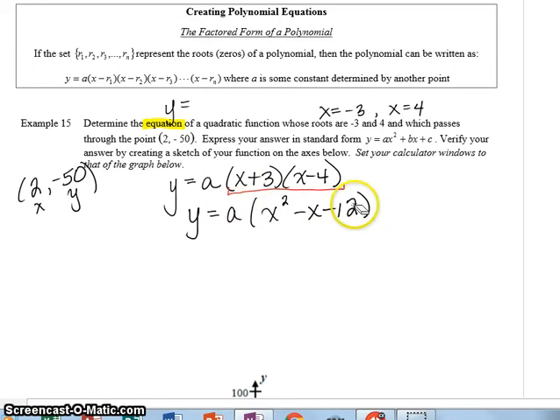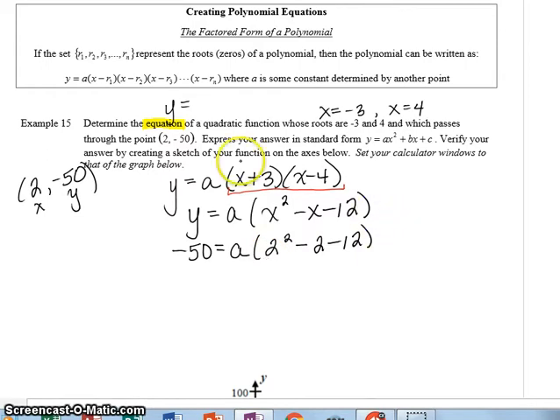All right, once you get everything multiplied out with the binomials for the factors, you're then going to substitute in the values for x and y. So if x is 2 and y is -50, just substitute in those values and solve for a. So I'm going to get -50 equals a times, and again, substituting in a 2 for all x's. Now don't forget, if x is a negative number, you do have to remember to use parentheses in there.